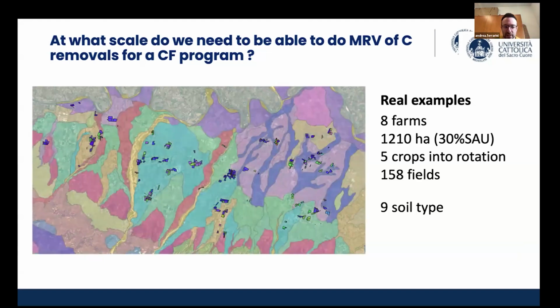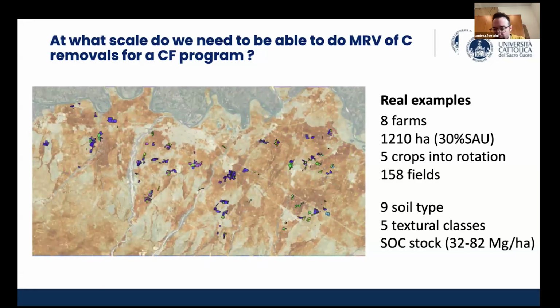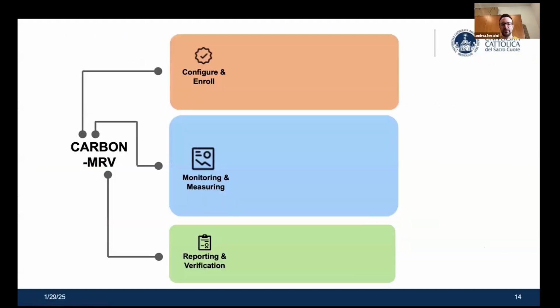But from a scientific point of view, the challenge is to monitor, report and verify, thanks to the modeling, across 9 soil types, 5 textural classes, and very different starting stock values. This means that from a scientific point of view, our model needs to be calibrated and validated for these pedoclimatic conditions and for the practices that they are going to adopt.